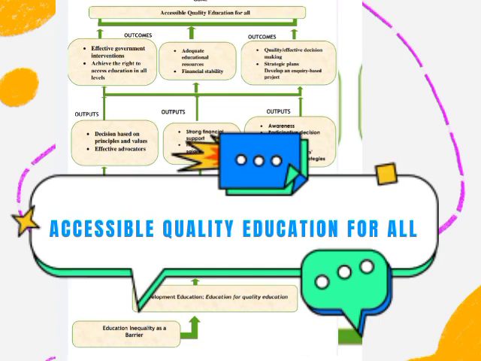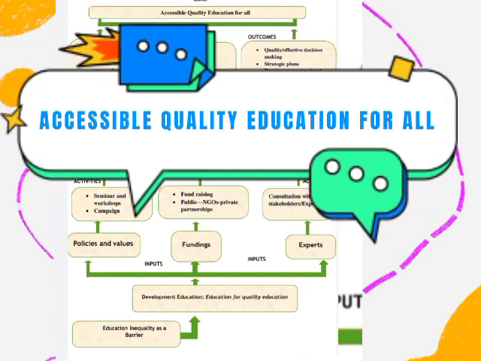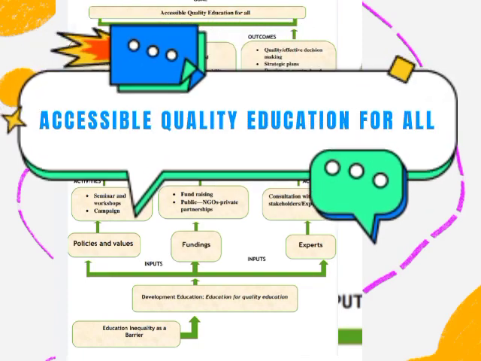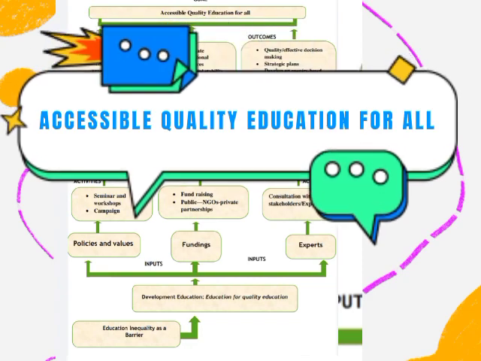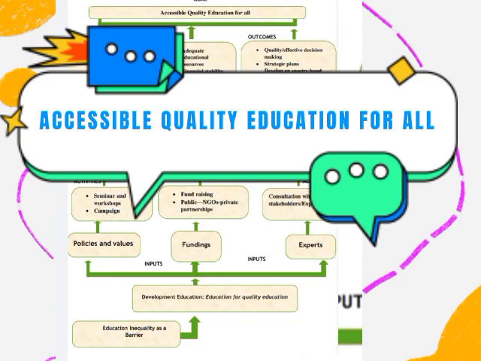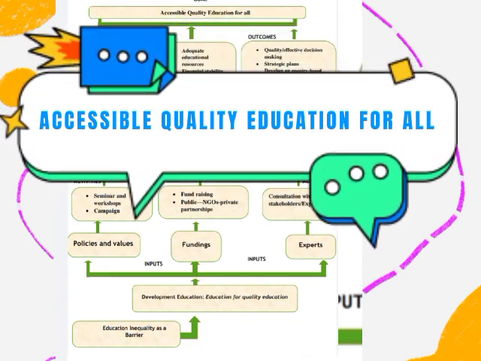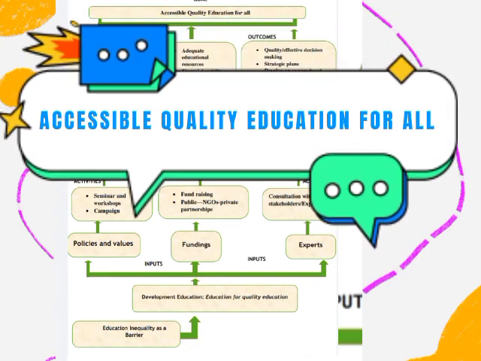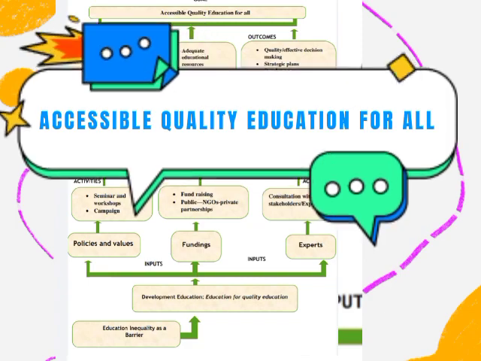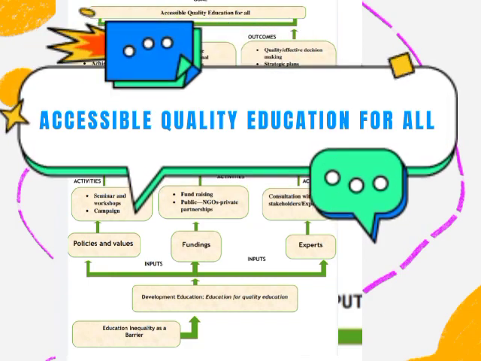It will increase the number of youth and adults who have relevant skills and eliminate gender disparities in education. And lastly, to ensure that all learners acquire the knowledge and skills needed to promote sustainable development. That is to have an accessible quality education for all. No to education inequality, yes to quality education. Yes to accessible quality education for all. That's all, and thank you.